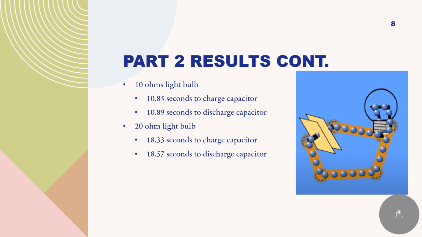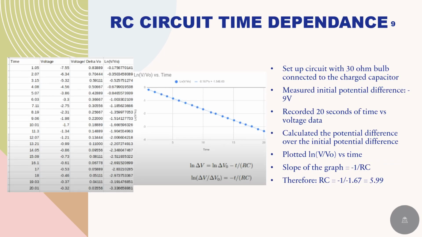Here on the right, you can see the circuit with the capacitor now added, and with a 10 ohm light bulb, it took 10.85 seconds to charge the capacitor and 10.89 seconds to discharge the capacitor. With a 20 ohm light bulb, it took 18.33 seconds to charge the capacitor and 18.57 seconds to discharge the capacitor. So we use time dependence to graphically display the charging and discharging of the capacitor.